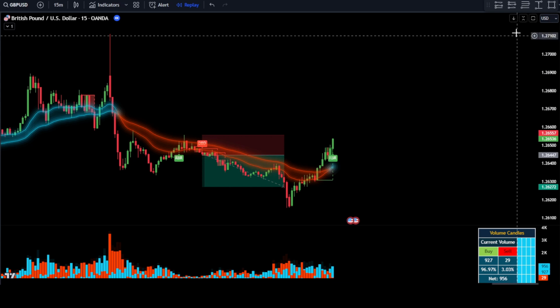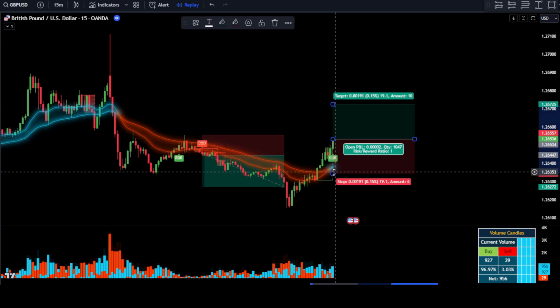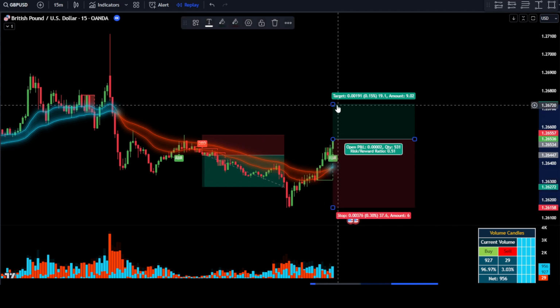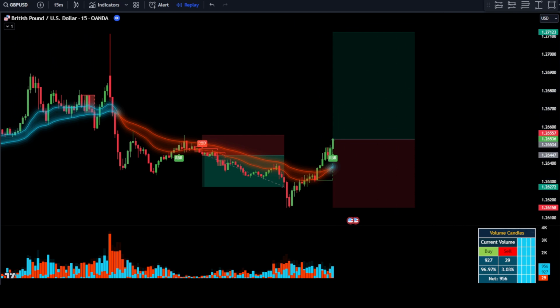If all conditions are met, you can place a buy order after the bullish candlestick has closed. Place a stop loss at the last swing low. Use a take-profit target with a risk-reward ratio of 1 to 1.5.